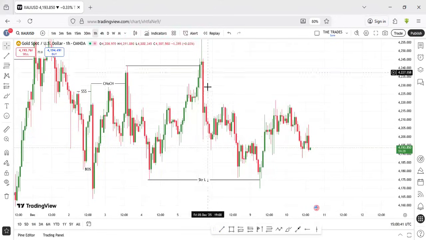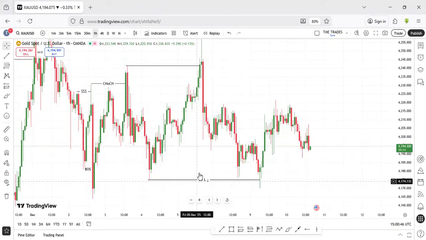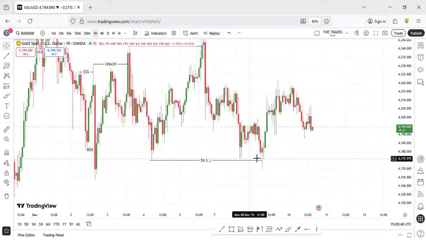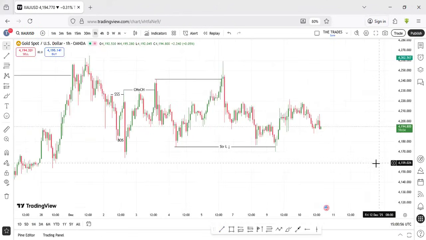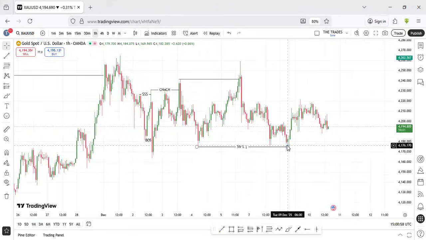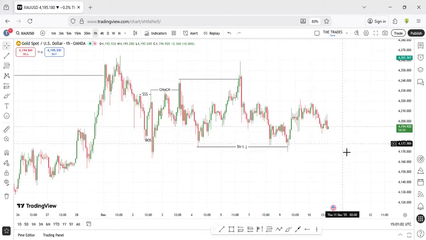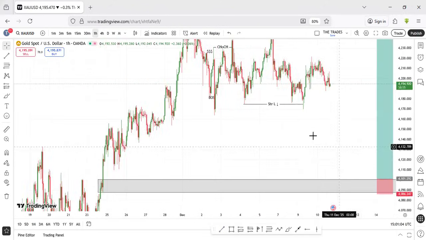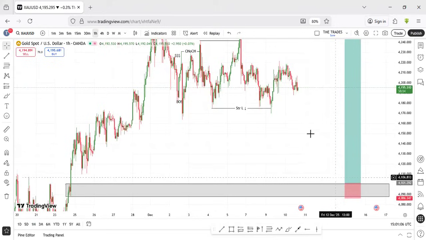And right now, the market has come down, sweeping all the internal liquidity and sweeping this particular liquidity, but didn't close below it. If the market had closed below it, then we should be looking for more sell today, downside. But currently, the market is still above it. So if the market closes below this, then we should be looking for more sell to the downside, at least maybe to this particular place.